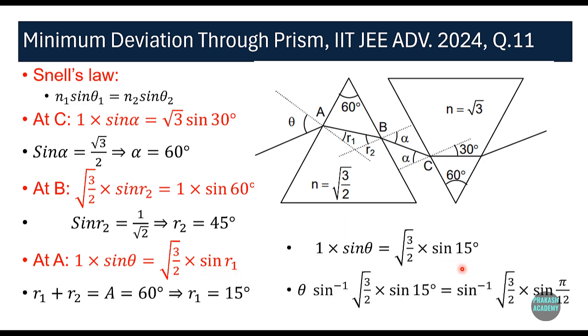So from here I can write theta equals sine inverse of all this, that is sine inverse of this, and 15 degrees I can write as pi by 12. So this means this value is what? This value was beta. So in this case beta equals 12.